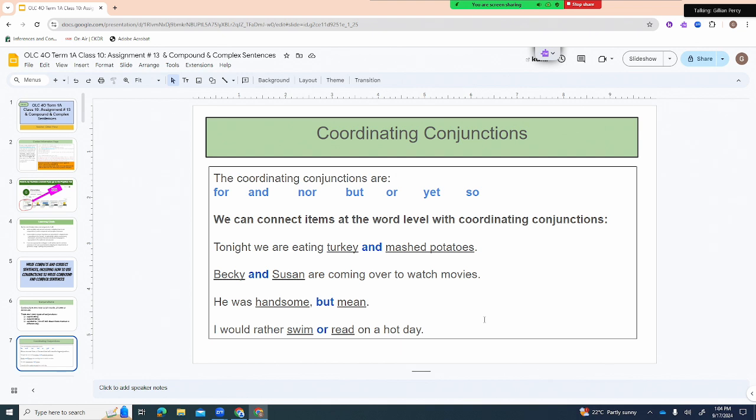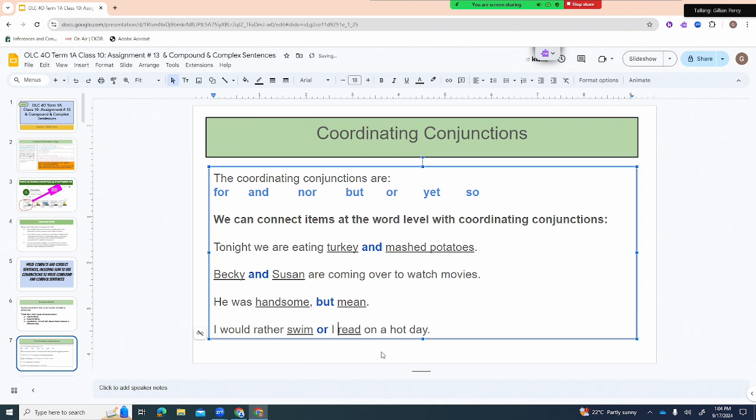I would rather swim or read on a hot day. This one is one that will trick people up because it looks so close, right? But I'm talking about swimming or reading, and on a hot day is for either one. Now, this could easily change into being a compound sentence if I added a subject right here. I would rather swim, or I could read on a hot day. Once I add the subject, then I've got a compound sentence. But without it, I'm just basically connecting the words there.